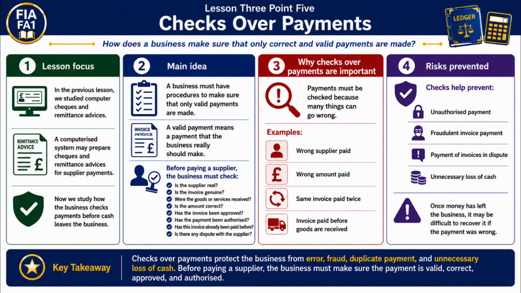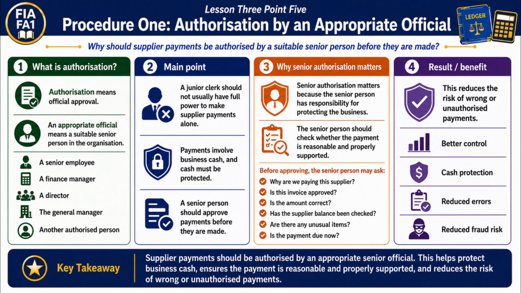Why checks over payments are important? Payments must be checked because many things can go wrong. For example, a business might pay the wrong supplier. A business might pay the wrong amount. A business might pay the same invoice twice. A business might pay an invoice before goods are received. A business might pay an invoice that is not authorized. A business might pay a fraudulent invoice. A business might pay an invoice that is still in dispute. So the purpose of checks over payments is to protect the business from error, fraud, and unnecessary loss of cash.